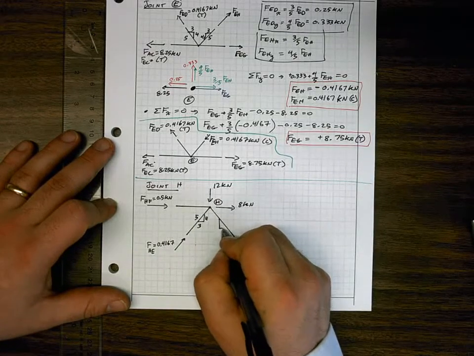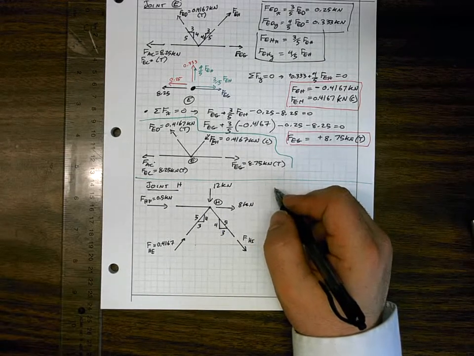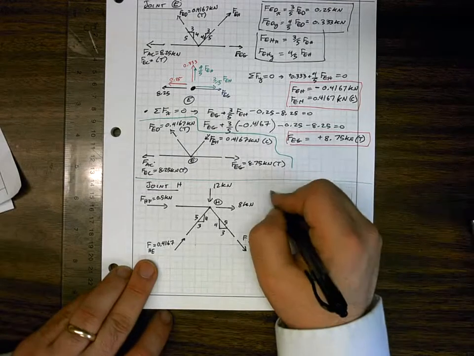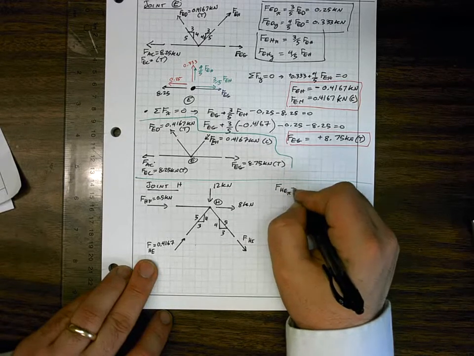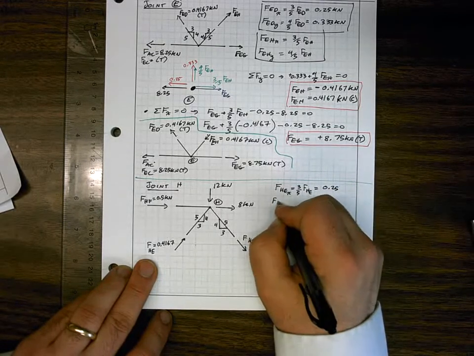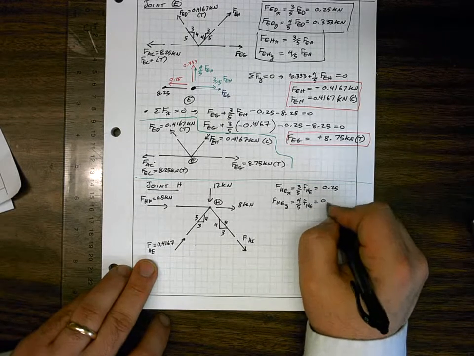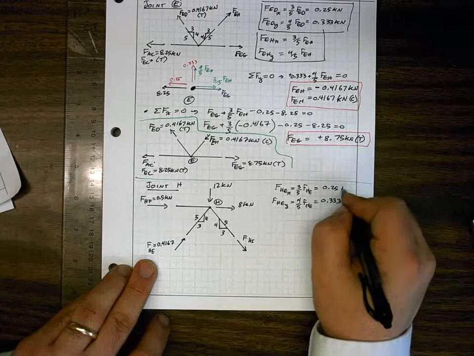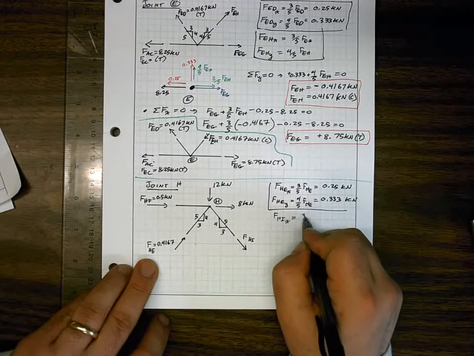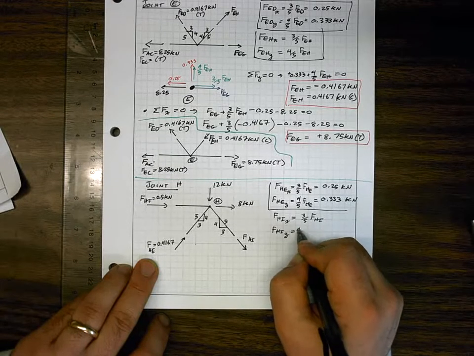To that we'll add some known information on our geometry here. We have 3, 4, 5 triangles. And we can say, like we've done before, that we have relationships for the X and Y components of FHI and FHE. So FHE X is equal to 3 over 5 FHE, and this happens to equal 0.25. FHE Y is equal to 4/5 FHE, and that is equal to 0.333 kilonewtons. And FHI X is equal to 3 over 5 FHI, and FHI Y is equal to 4 over 5 FHI.